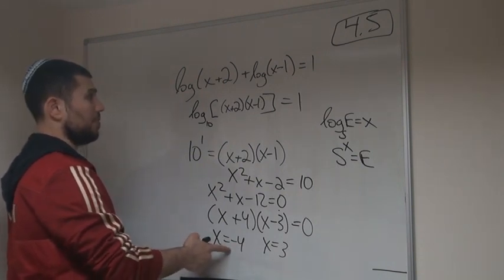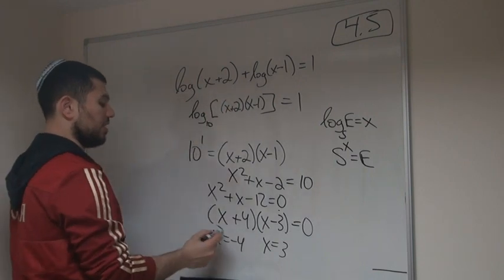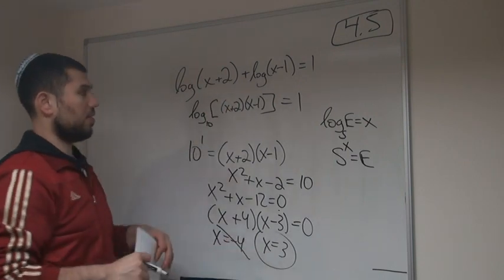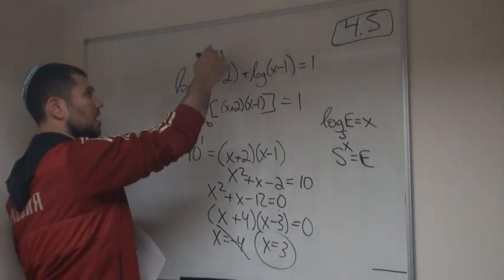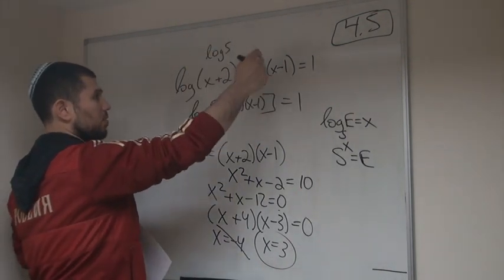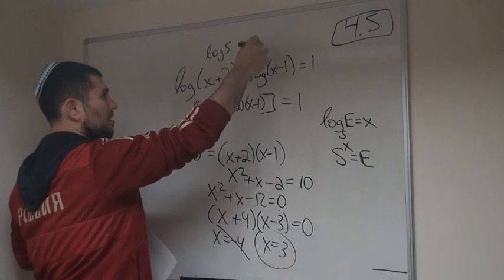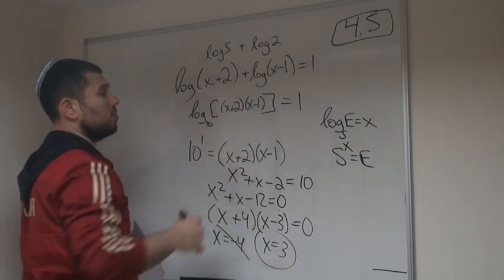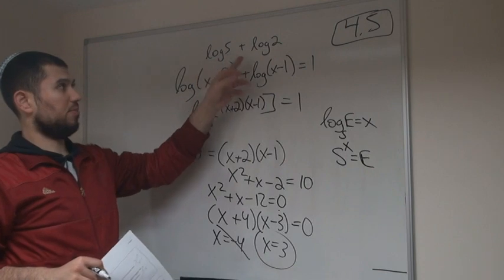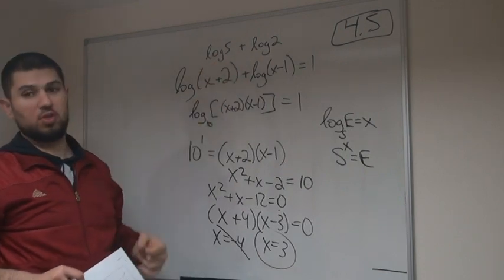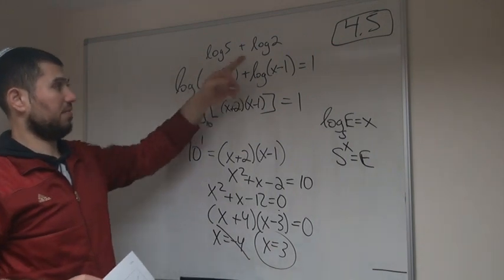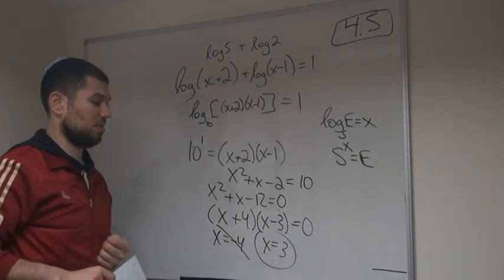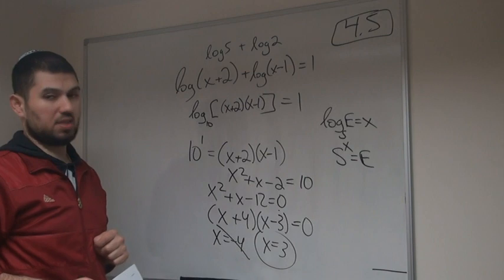Either way, when I plug in the minus 4, I get rejected here. When I plug in the 3, it works. 3 plus 2 is 5, so I'd have the log of 5. 3 minus 1 is 2. Log of 5 plus the log of 2 would be the log of 5 times 2, or the log of 10. And log to the base 10 of 10 is 1. So it checks out. The answer is x is 3.